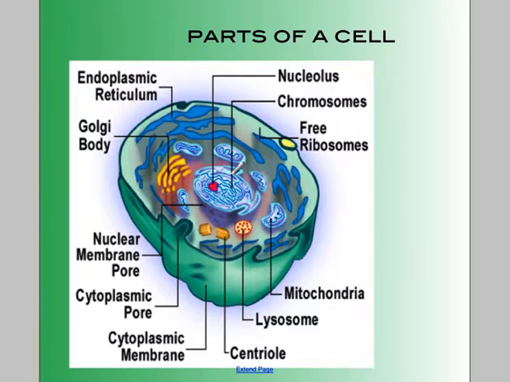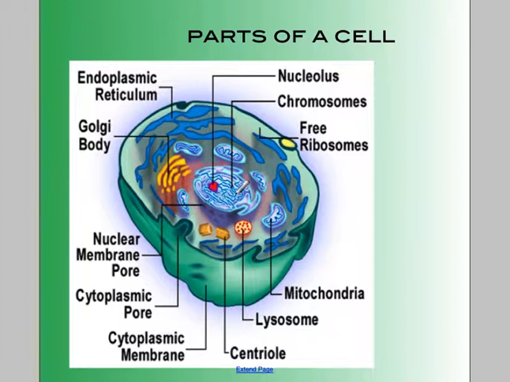The cytoplasm inside the cell is a jelly-like substance that makes up most of the cell. Most of the cell's chemical reactions take place in the cytoplasm. We also have chromosomes in the nucleus. Now we'll talk about chromosomes later on, but as you know, that's what helps make us who we are.